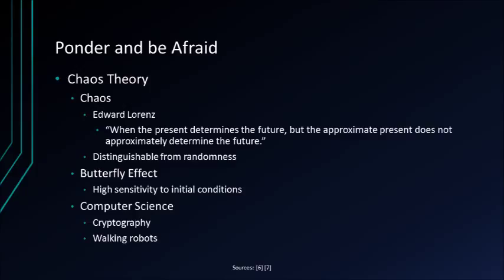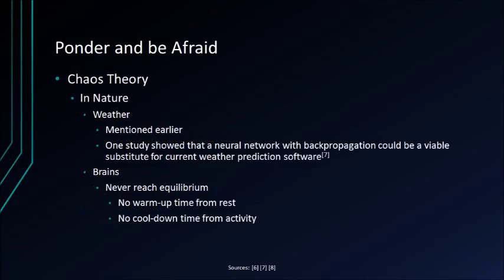The butterfly effect is directly associated with chaos theory. It's basically high sensitivity to initial conditions, which, as we've seen with the backpropagation algorithm, is exactly what happens. Computer science has actually used chaos theory in certain areas before, such as cryptography and walking robots. However, it is considered new for neural network research. Chaos is naturally occurring, both in weather and in human brains. On the weather side, we've already mentioned forecasting applications for neural networks with backpropagation, and in fact there is a study that shows that this could be a viable substitute for current weather prediction software.